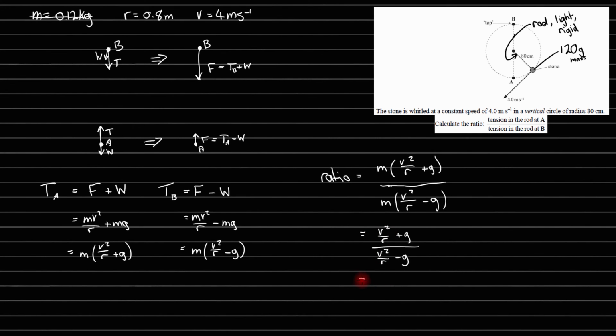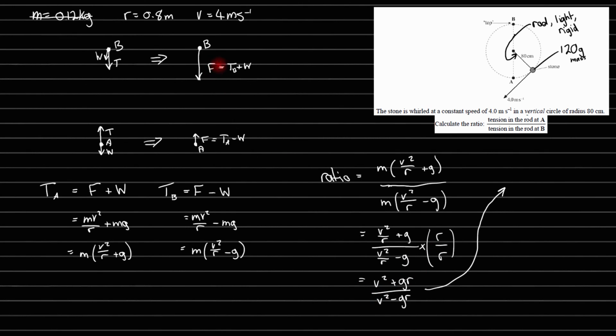Now here, it's not exactly needed in this question, but this is quite an ugly fraction. This is known as a stacked fraction. We can multiply top and bottom by r to simplify this somewhat, so we get v squared plus gr all divided by v squared minus gr. Again, not exactly necessary, something you do in mathematics in a Core 4 module.